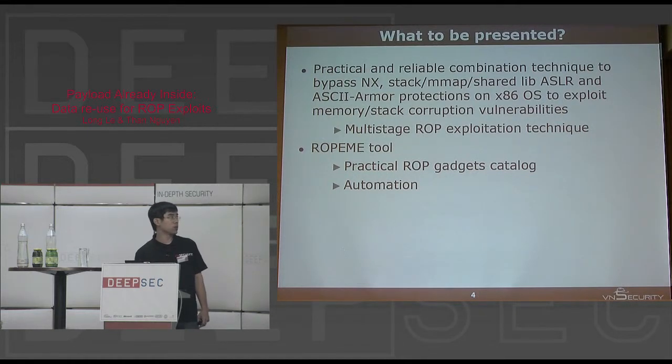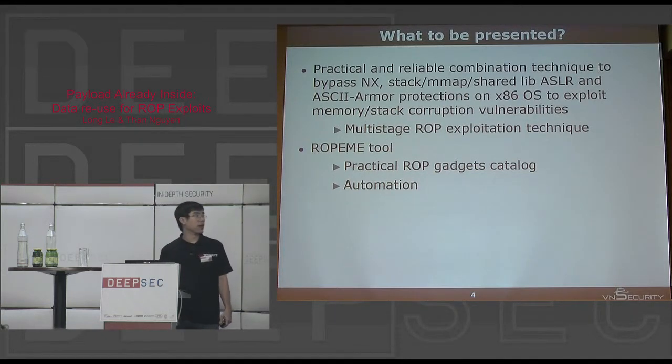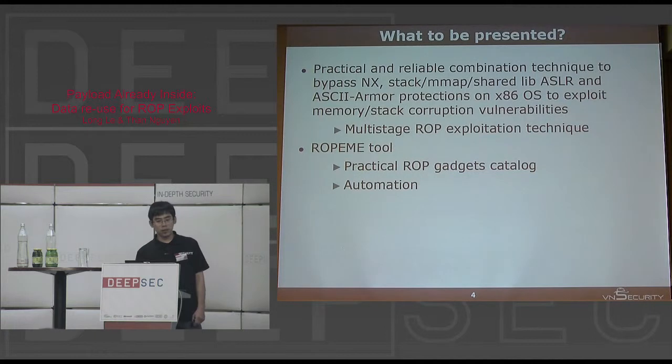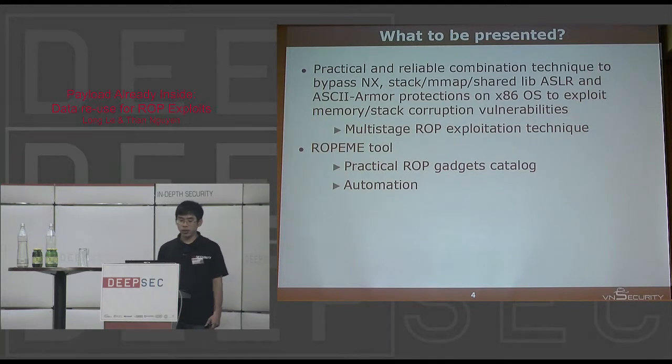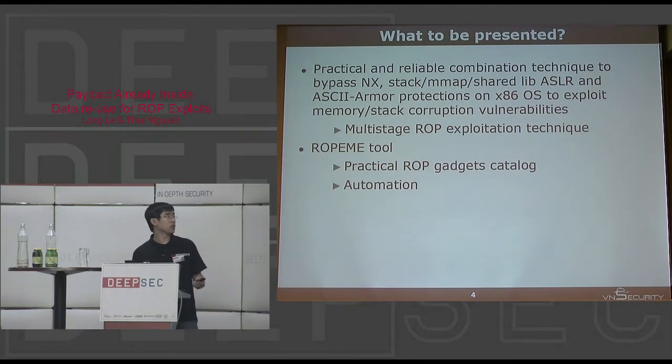Basically, we use a multi-stage ROP combination technique, with stage 0 to bypass the protection, and stage 1 to do whatever you want to do. And in order to automate all of this and make it very easy for people to use, we have a tool with a practical ROP gadget catalog that also supports automation and many other things, like very easy stripping.